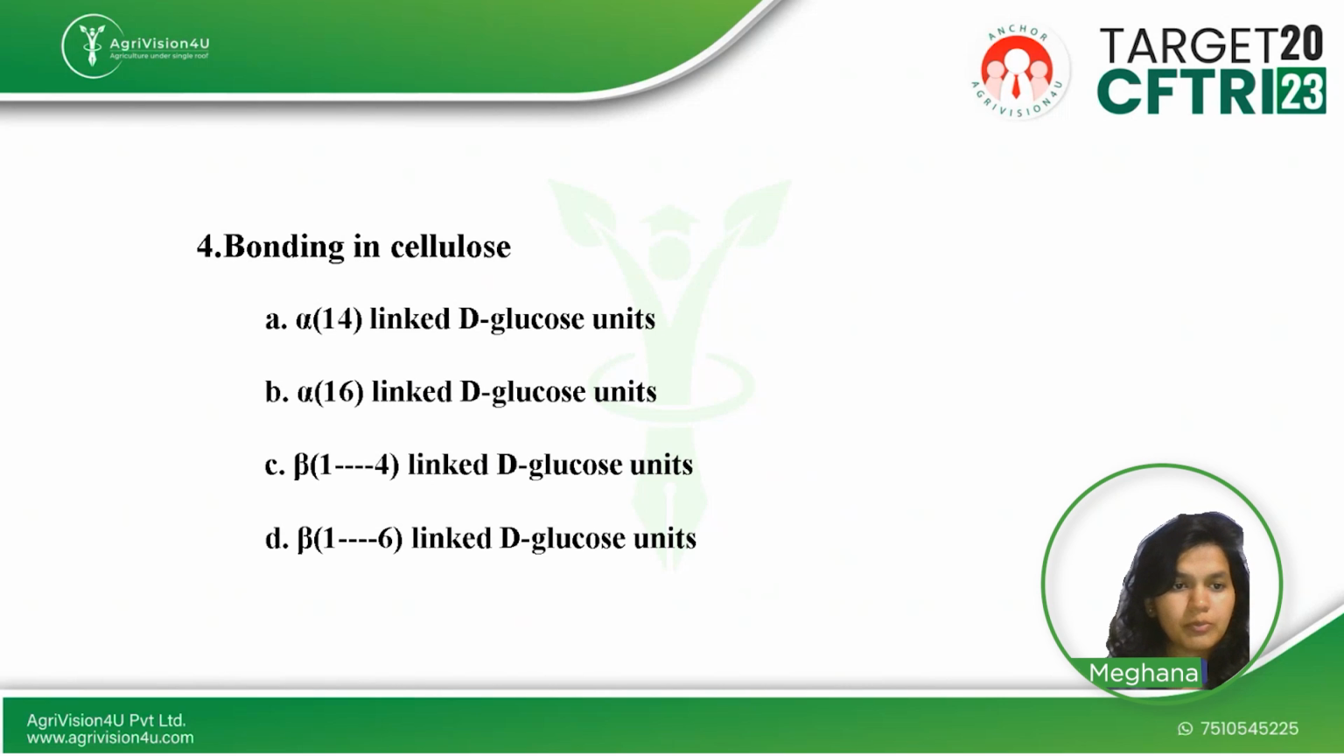Then comes the fourth, the bonding in cellulose. What kind of bonding will we see in cellulose? The first option is alpha 1,4 linked D-glucose, the second option is alpha 1,6 linked D-glucose, option C is beta 1,4 linked D-glucose, and option D is beta 1,6 linked D-glucose. In cellulose, we will see beta 1,4 linked glucose units. So option C is the right answer.